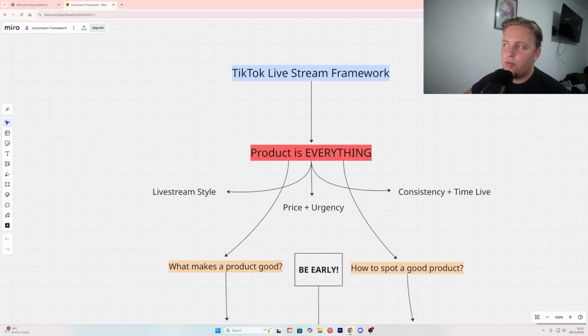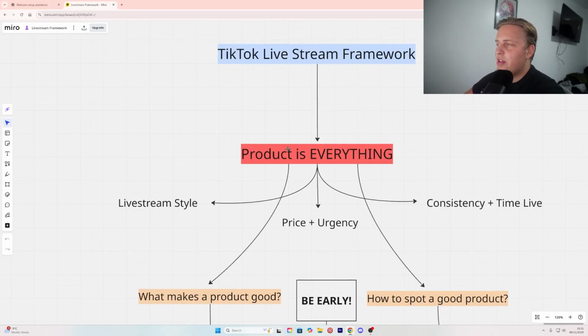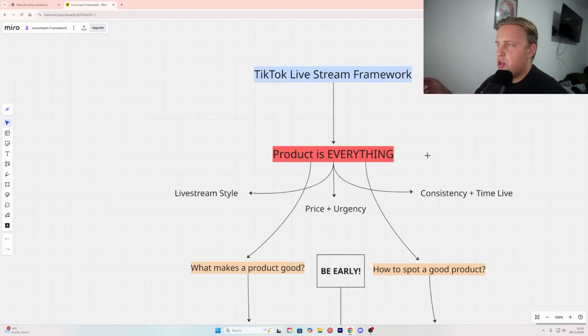Right, so we're going to be going through an exact TikTok live streaming framework. The main thing I want to start with is your product is absolutely everything. What you have to understand is that if you're on TikTok and you're trying to sell a product that's £500, it's just not going to sell very well.